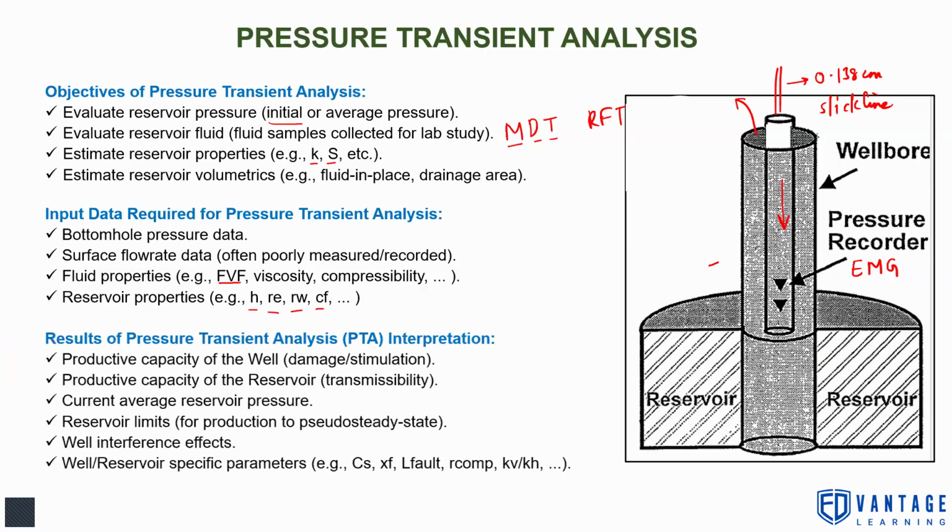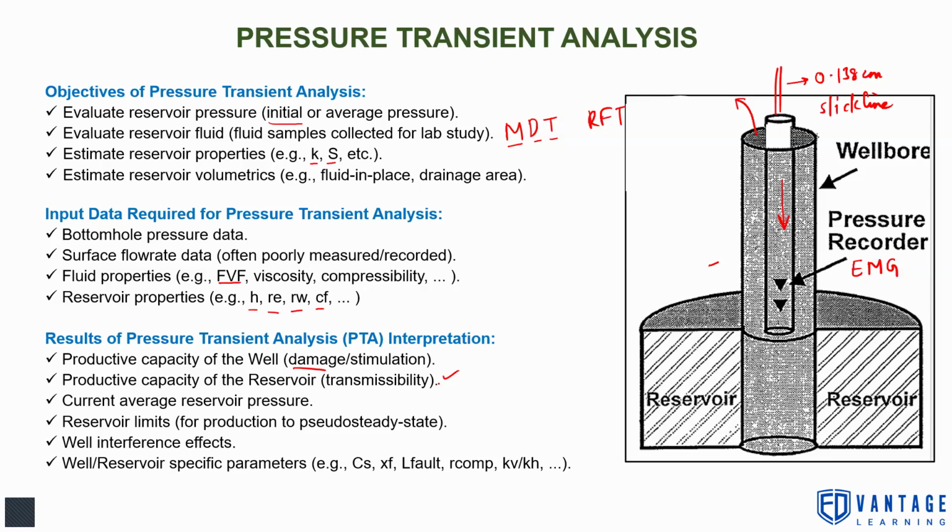So the outputs or results from PTA would be the capacity of the well, which will tell us how productive it is. So we can understand whether there is damage or stimulation. We can find the capacity of reservoir based on transmissibility. As I've told you, this PTA output is a main input of reservoir simulation, the static model, which converts to dynamic model when we have time factor.